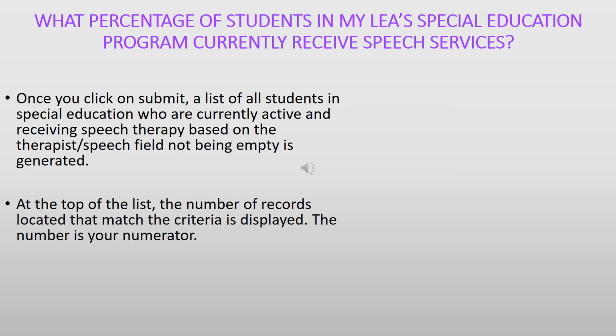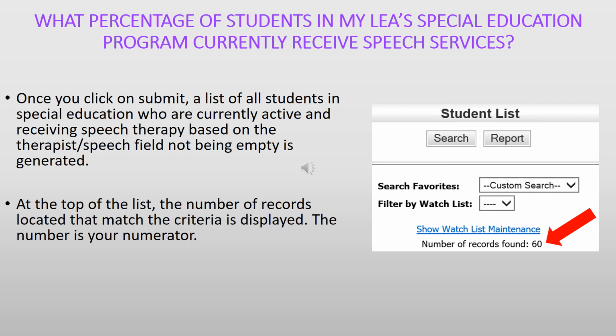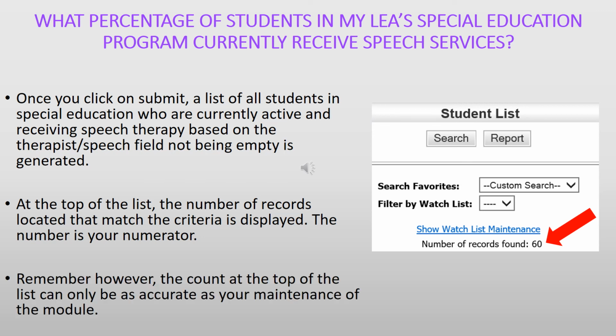At the top of the list, the number of records located that match the criteria is displayed. The number is your numerator. A screenshot on the right side of the slide illustrates that 60 records were found. Remember, however, the count at the top of the list can only be as accurate as your maintenance of the module. By using the speech therapist ID fields instead of the primary disability field, the numerator represents the number of students who are receiving direct speech services from a speech pathologist even when their primary disability is not speech. Additionally, the primary disability of speech does not always mean that a student is receiving direct speech services.